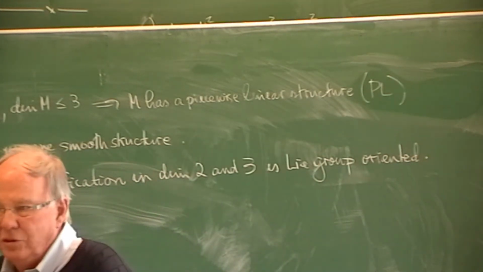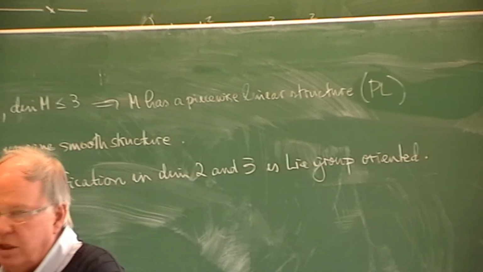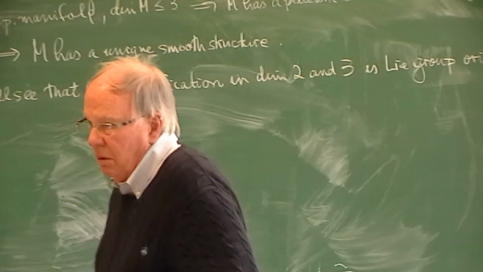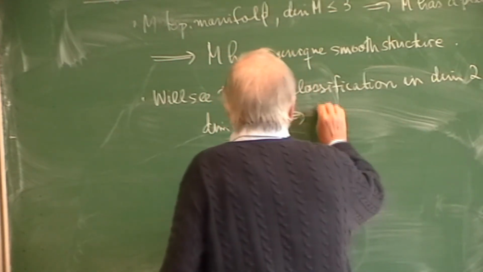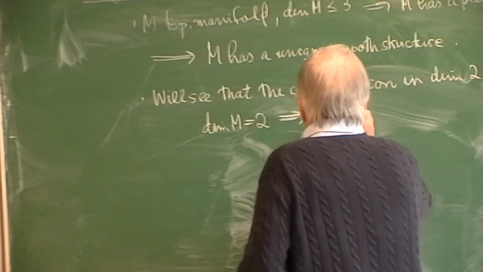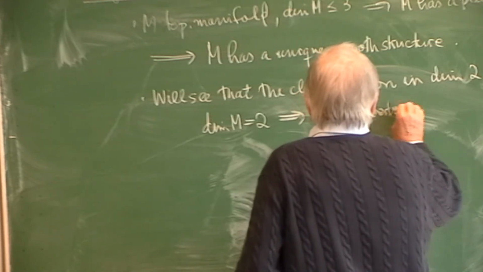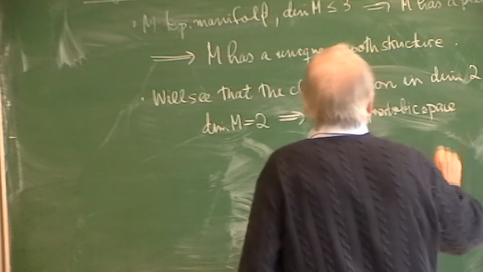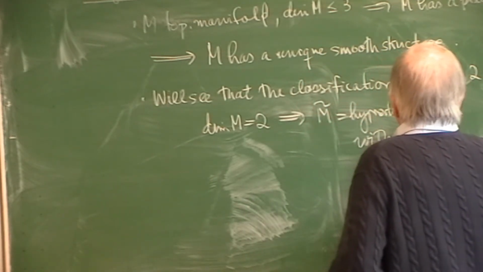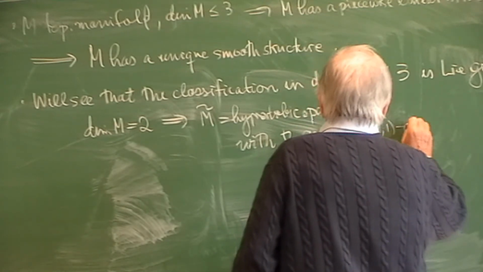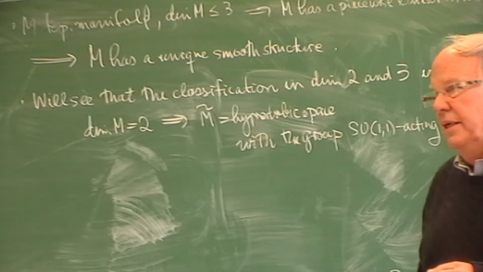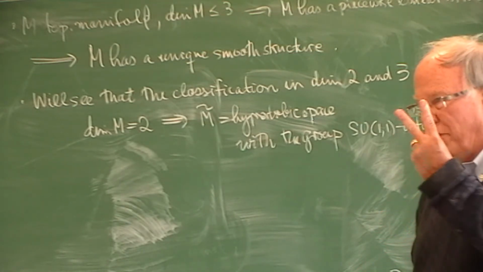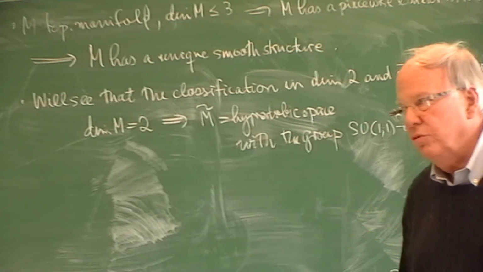Let me just say what that means, and I will explain more in the course of this lecture. But in dimension 2, the universal cover M tilde is hyperbolic space, with the group SU(1,1) acting. You can say, in the modern language of Thurston, the geometrization in dimension 2 is almost trivial. There's only one manifold, and the geometrization is the group SU(1,1).